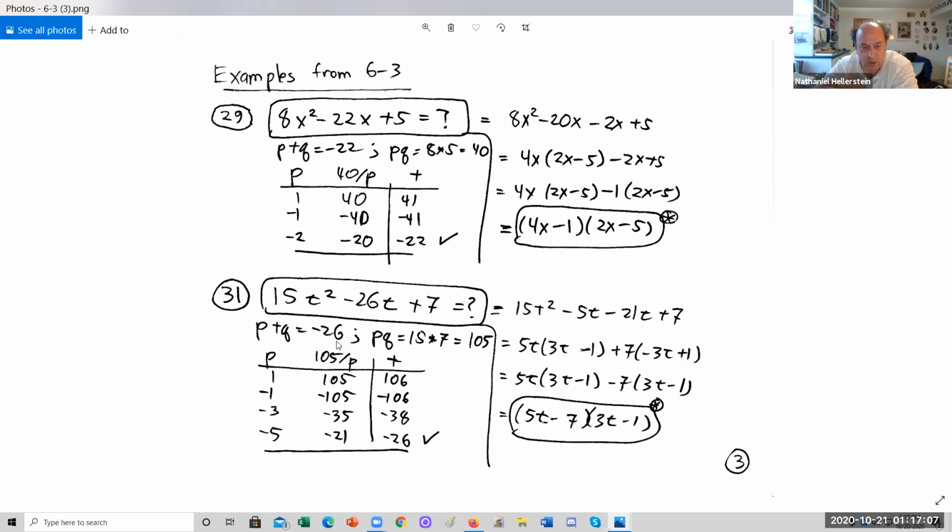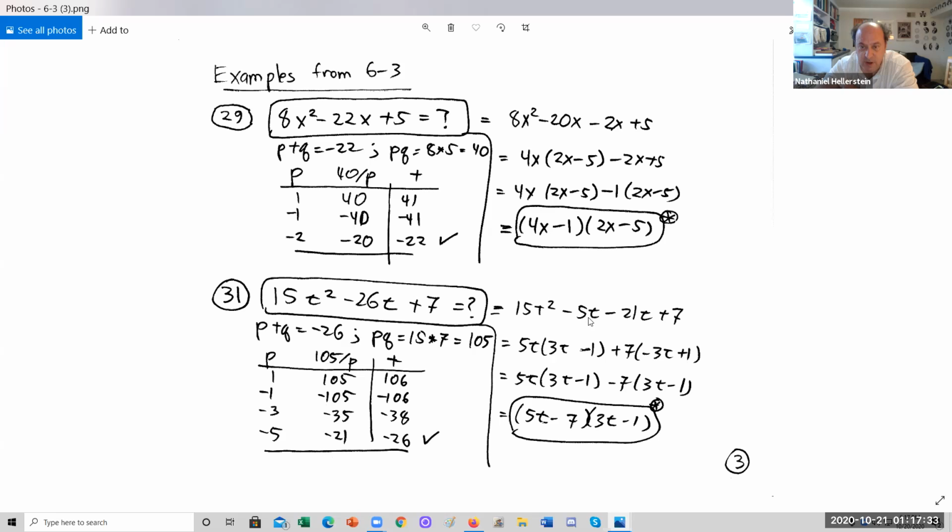105, sum is 106, wrong sign. Negative 1, negative 105, sum negative 106, right sign, wrong size. Try negative 3, negative 35, sum negative 38, not yet. Negative 5, negative 21, and negative 26, it works. So we rewrite minus 26t as minus 5t minus 21t, right here: 15t squared minus 5t minus 21t plus 7.